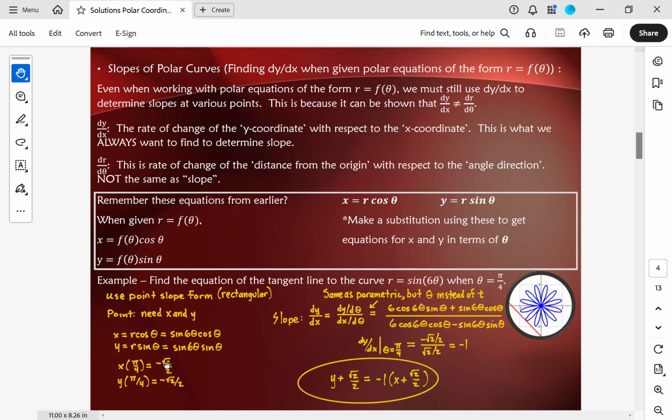All right, so those are the coordinates for my point. Now I want my slope. It's dy/dx, which means dy d theta over dx d theta. This is the same formula from parametric with t. Be careful with these derivatives.